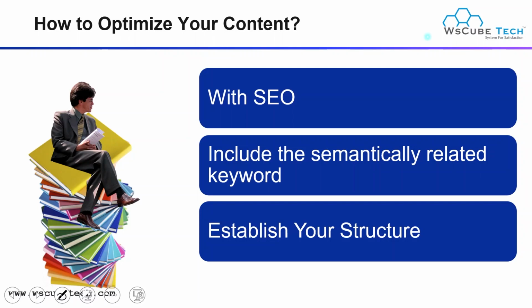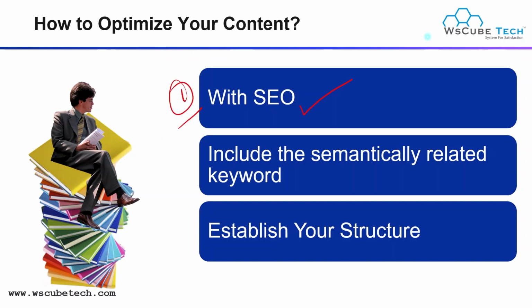Next is how to optimize your content. So now let's understand how we can optimize our content. First we have with the help of SEO. In that case, we have to focus on the topic and the keyword that are suitable for your size and your authority. And we also consider our user search intent. So that is the first way you can optimize your content.